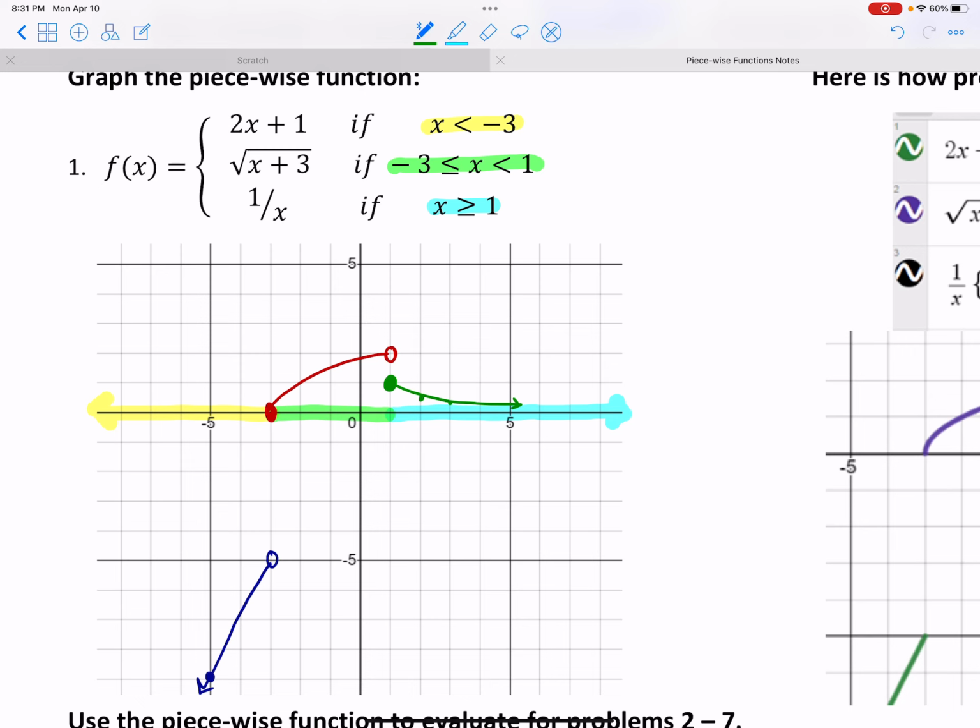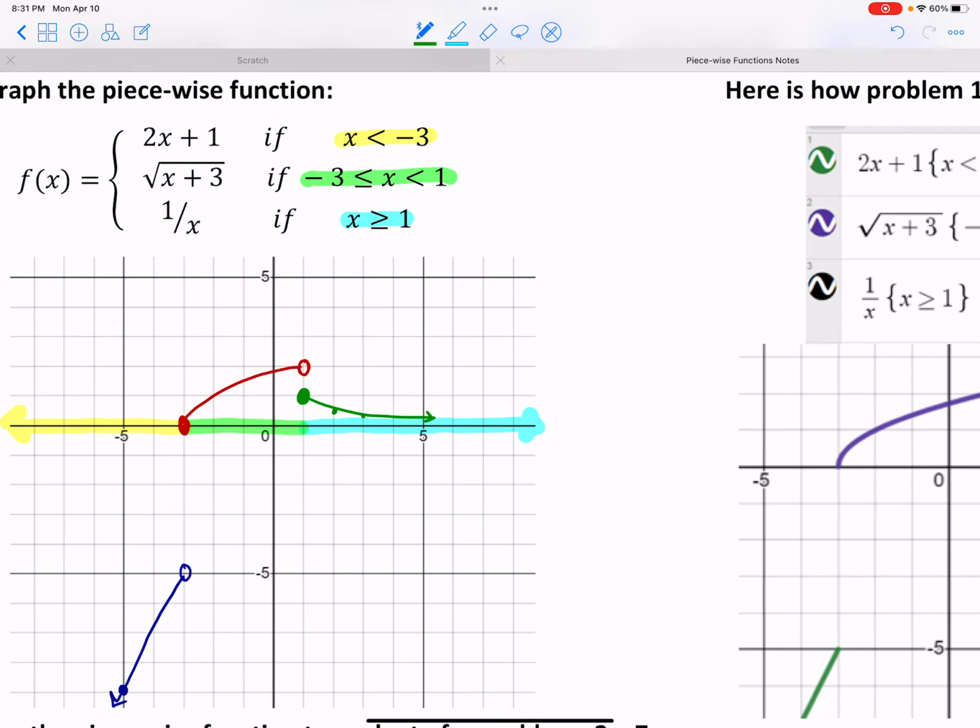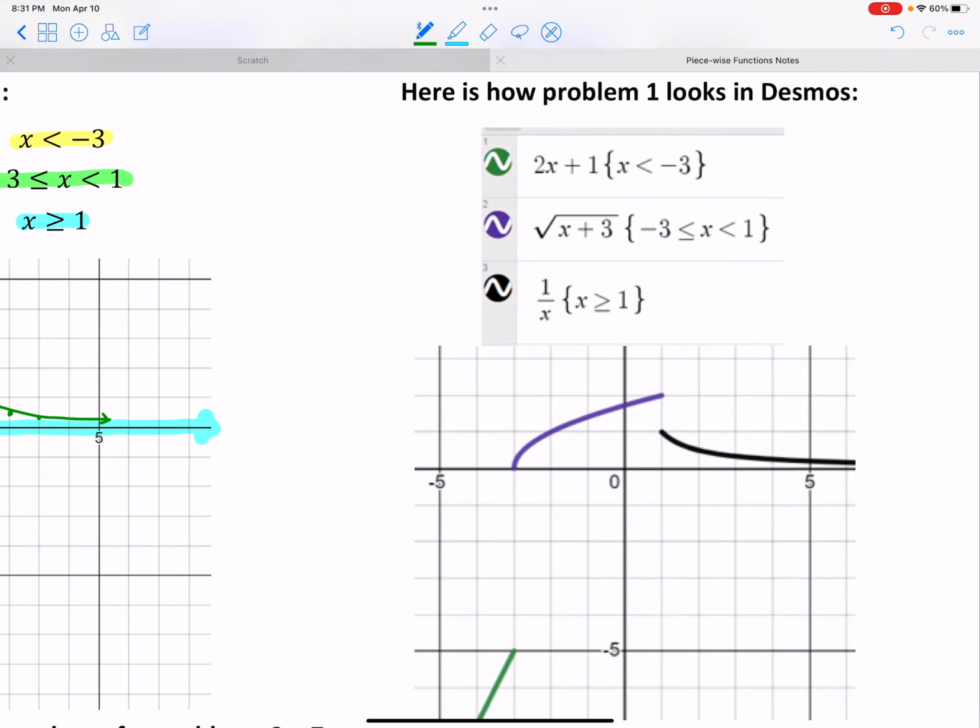Now this is absolutely something we should be able to do by hand, but if we wanted to confirm our work with Desmos, or if you were just asked to make a piecewise function using technology, then Desmos does this quite nicely. You just have to know how to plug it in. So in this same exact example, I put it into Desmos for you and took a screenshot.